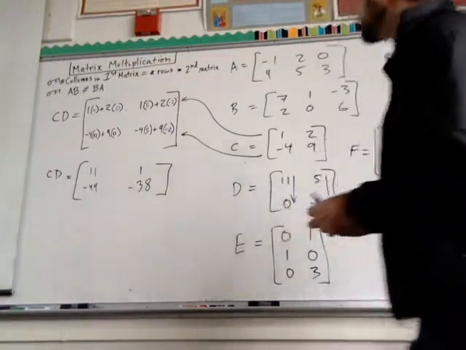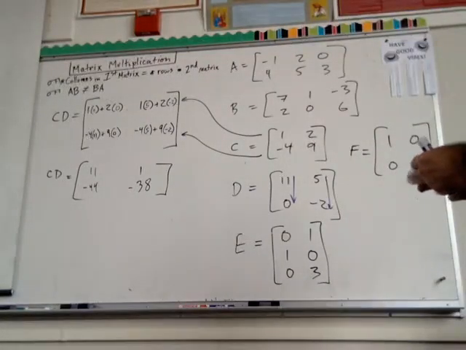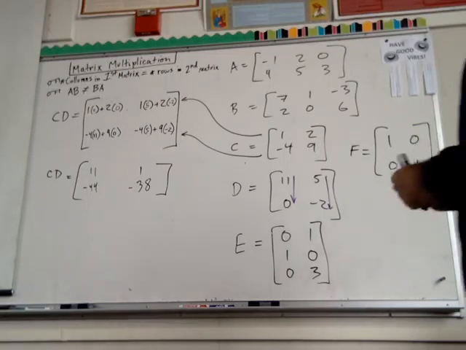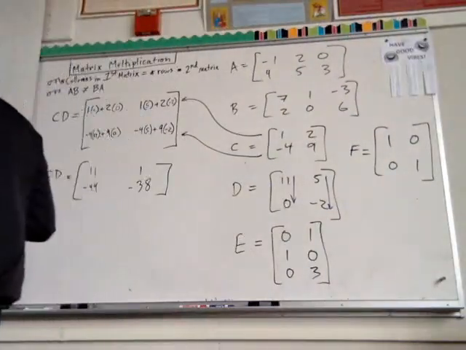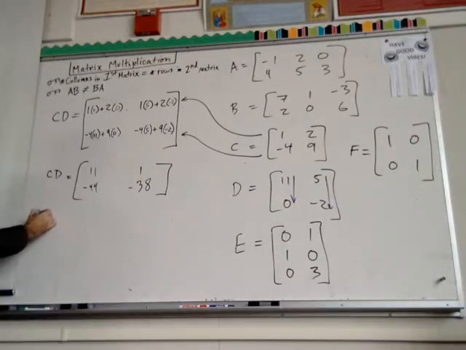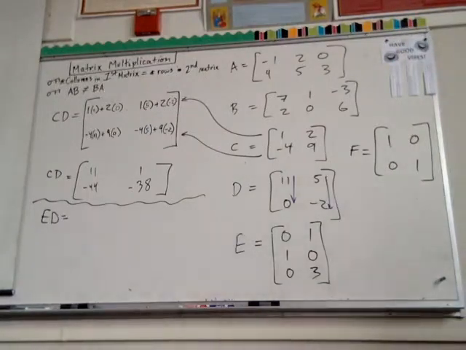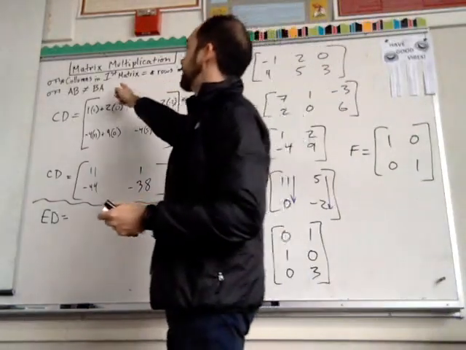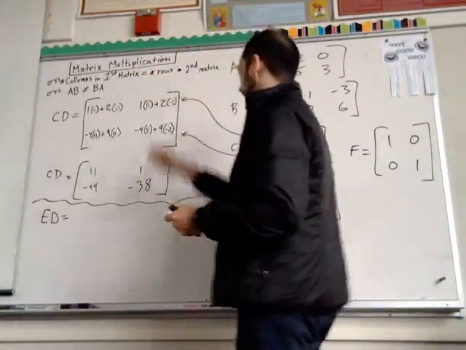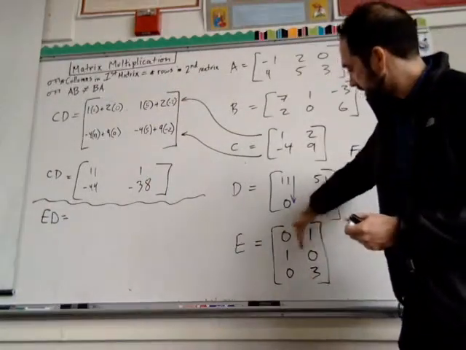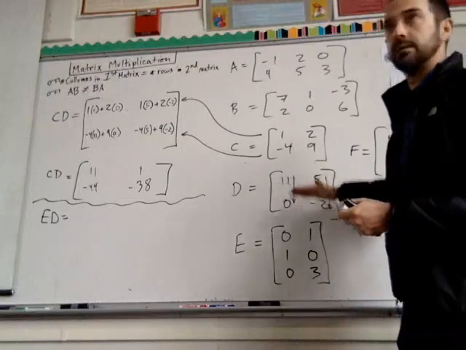Let's go ahead and do columns, rows. I want to do this one. Oh, that's it. Let's do ED. First off, can we do ED? Double check with your neighbor. Can we do ED? ED, not DE. Yeah. We look at ED. We know that the columns of the first matrix have to equal the number of rows in the second. ED has 2 columns. D has 2 rows. So we know that those match.